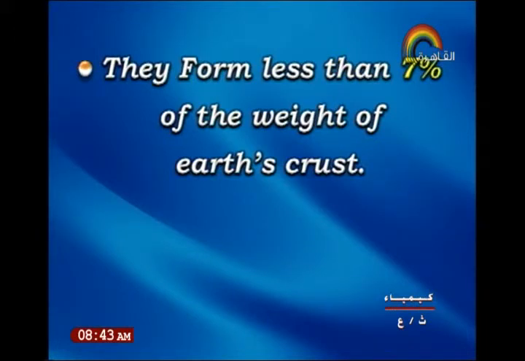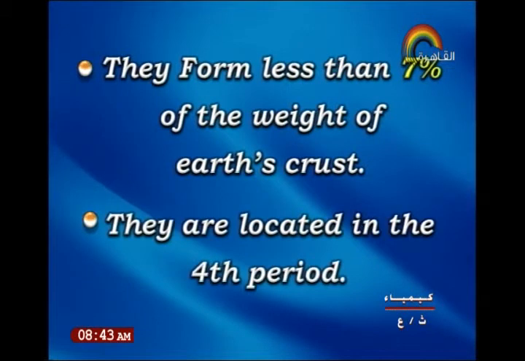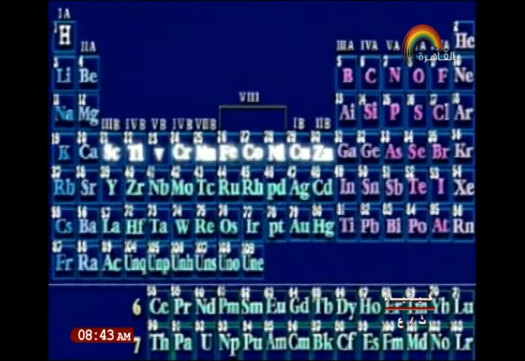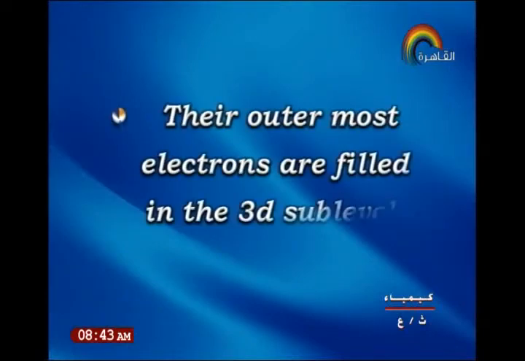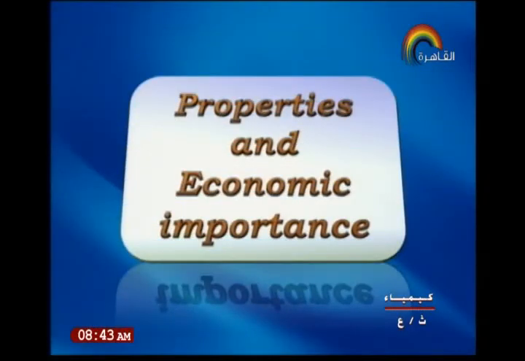So, elements of the first transition series form less than 7% of the weight of the Earth's crust, and they are located in the 4th period. Here, my dear students, the lighted part is the first transition series elements. Their outermost electrons are filled in the 3D sublevel. Now, we are going to discuss the properties and economic importance of the elements of the first transition series.